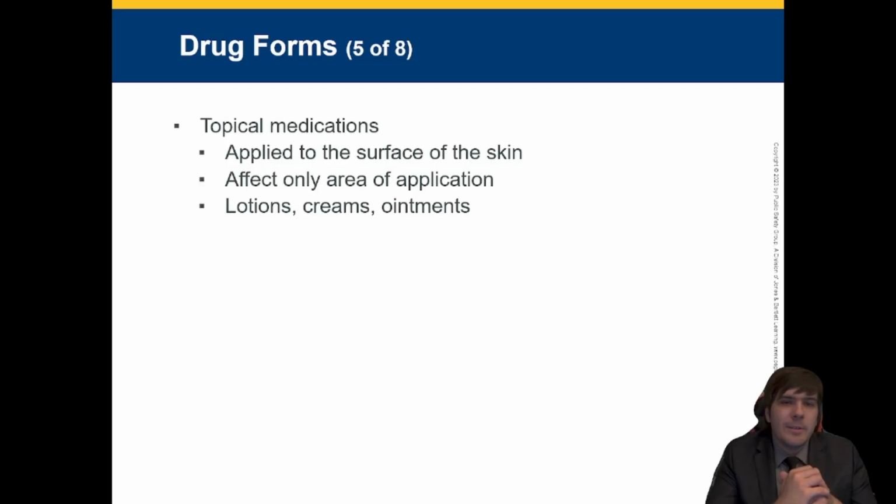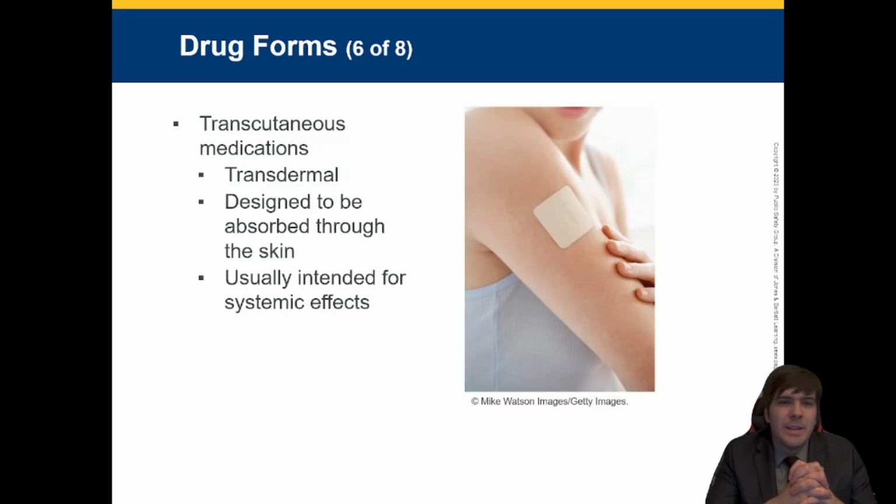Topical medications are applied to the surface of the skin, and they affect only the area they've been applied to. Stuff like lotions, creams, ointments. Transcutaneous medication, transdermal patches. There's an image of that right there. Designed to be absorbed through the skin, usually intended for systemic effects. You usually see fentanyl patches, nicotine patches. They have nitro patches as well. If you're ever doing an assessment on a patient, be sure to ask about the patch.